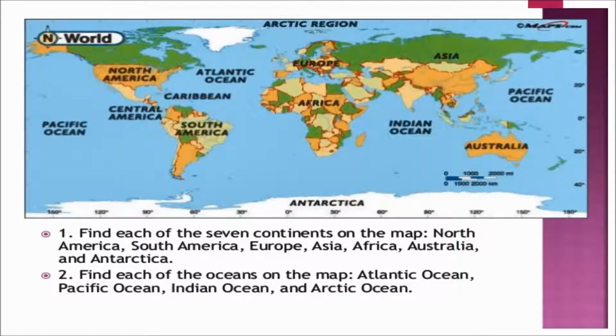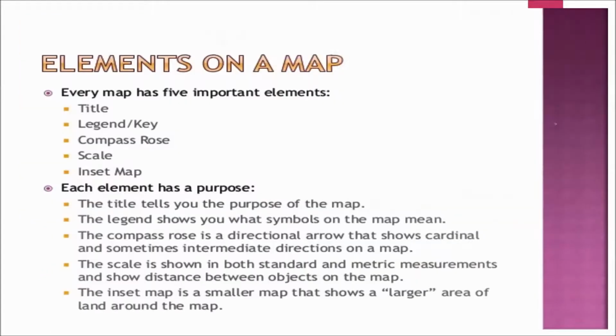First, find each of the 7 continents on the map, like North America, South America, Europe, Asia, Africa, Australia, and Antarctica. The second one is that find each of the oceans on the map, like Atlantic Ocean, Pacific Ocean, Indian Ocean, and Arctic Ocean. Next, let's see about elements on a map.